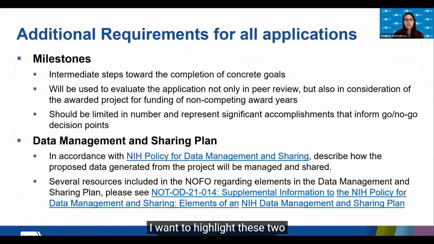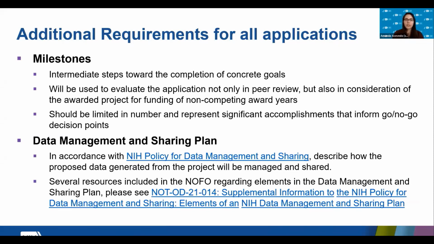I want to highlight these 2 additional requirements for all applications submitted in response to this notice of funding opportunity. So milestones are intermediate steps toward the completion of concrete goals. Applications must include clearly specified and well-defined milestones. These milestones will be used to evaluate the application not only in peer review, but also in considering future funding for awarded projects. Milestones should be limited in number and represent significant accomplishments that inform go, no-go decision points, along with timelines for assessing progress.